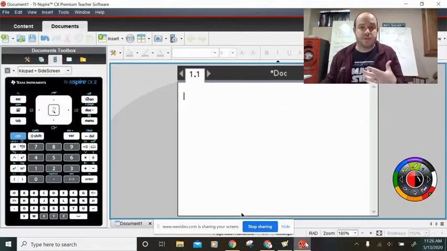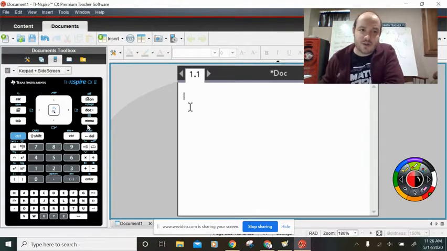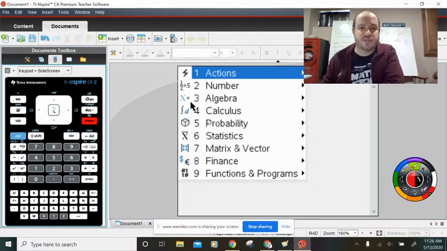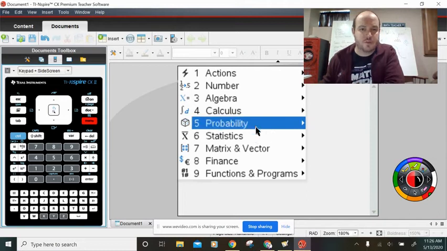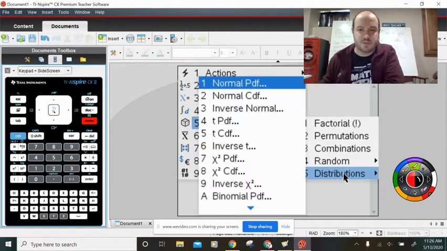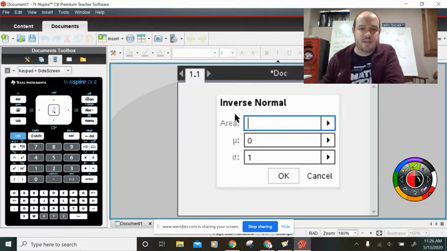So we're going to go ahead and jump over to the calculator. Here we got it. And remember, when we wanted to find z-stars back in the day, what we did is we went to menu, we went to either probability or statistics, and we had to go to the distributions. And we went to this inverse norm.